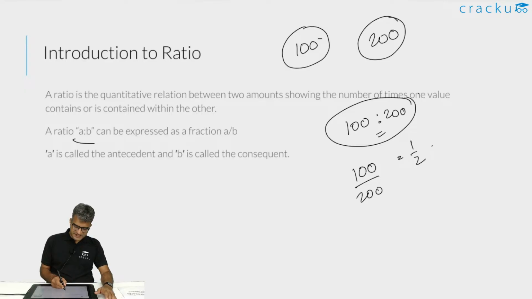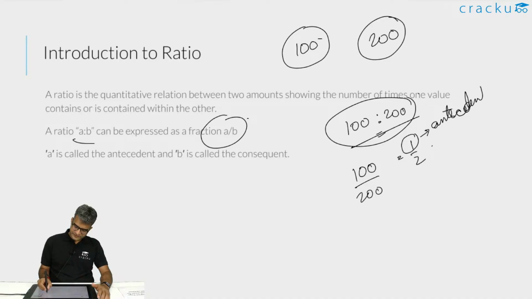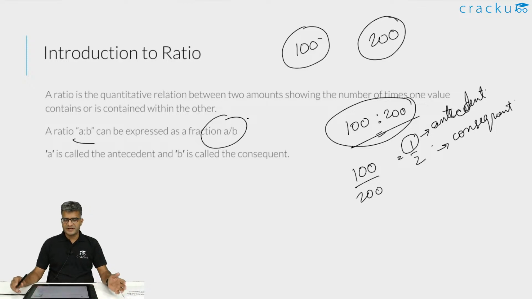This ratio also is expressed as a fraction, like we discussed. 100 is to 200 can also be expressed as 100 divided by 200, which is equal to 1 by 2. Here the numerator is called antecedent and the denominator is called consequent. These are just two fancy words. If you want to call it numerator, that's fine with me, but it is called antecedent, and the denominator, if you want to call it denominator, it's okay. Otherwise it is called consequent.